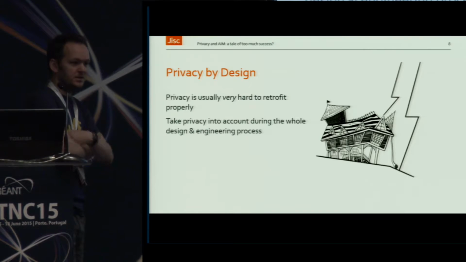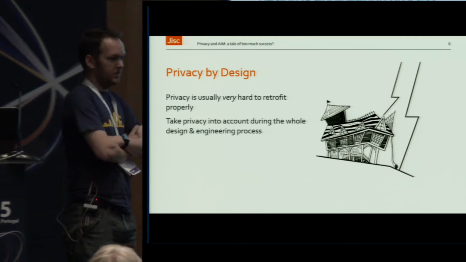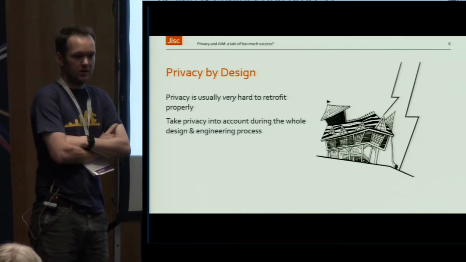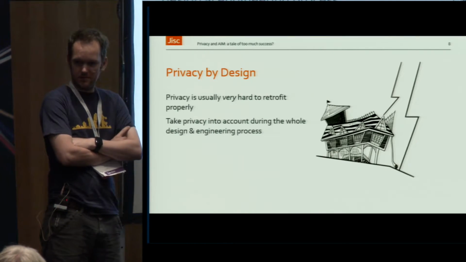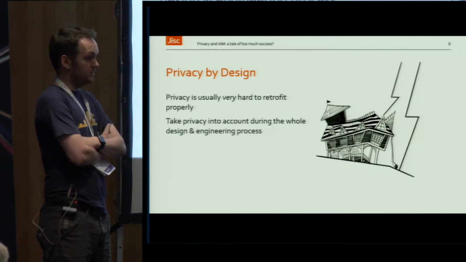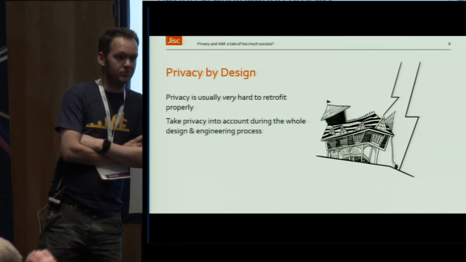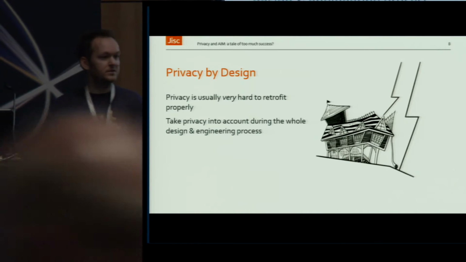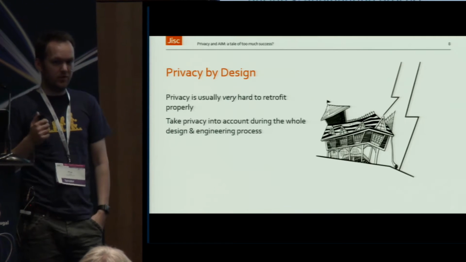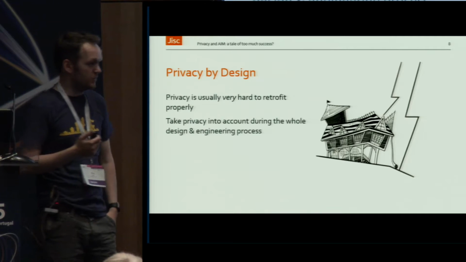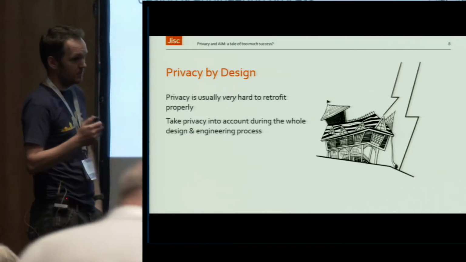When you're architecting a system, whether that system is a small piece of software you're writing or the architecture for a national federation with 1,000 members, if you want privacy to be protected, you need to think about it from the very, very beginning. You can't retrofit privacy or security into things very well. It just doesn't work. You need to think about it from the ground up.